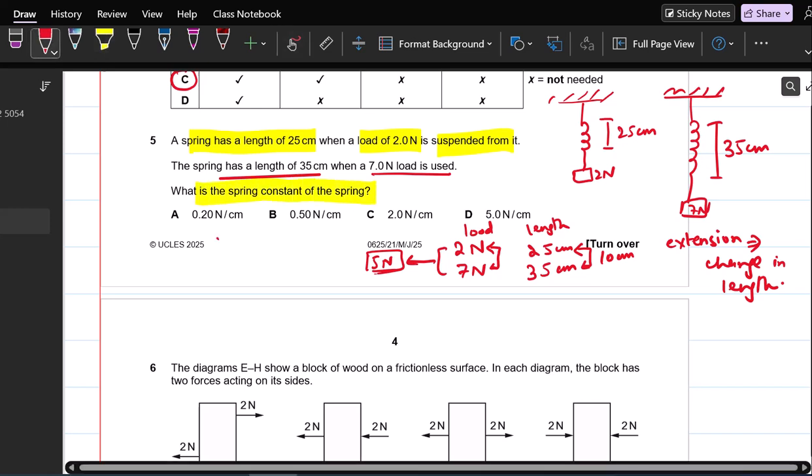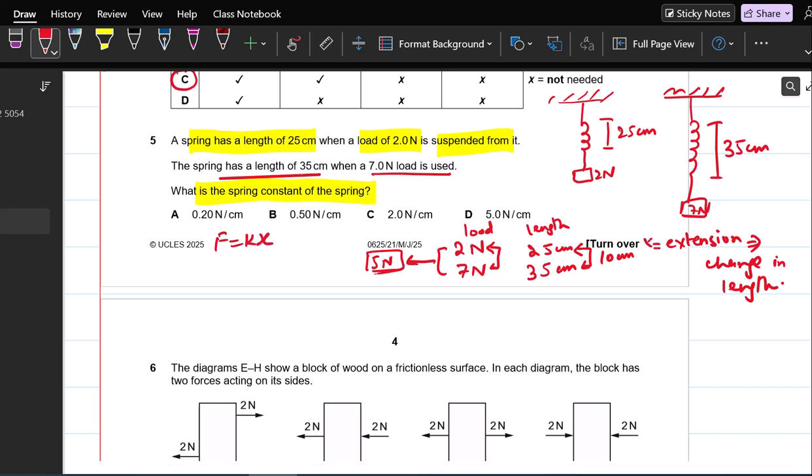So we know Hooke's law, F is equal to Kx. Extension is represented by x. So K is the spring constant, K is equal to force divided by x. When extension is 10 centimeter, the load is 5 Newton. So 5 Newton divided by 10 comes out 0.5 Newton per centimeter, because length is in centimeter and load is in Newton. So this is B, the right option.